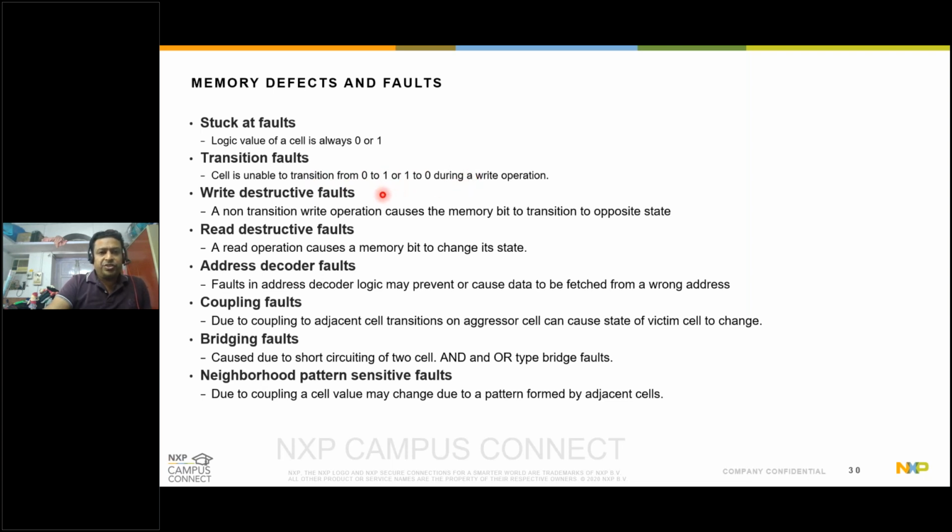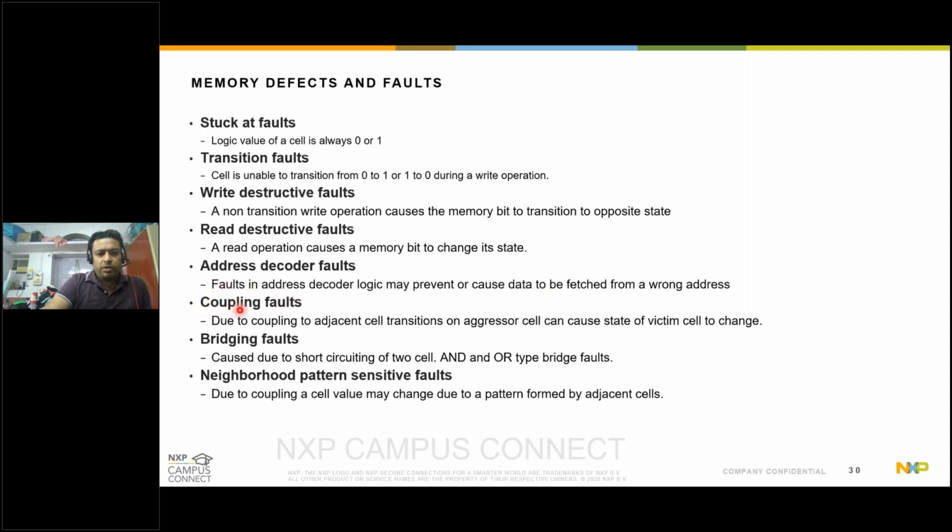You have write destructive faults, in which a non-transition write operation will cause the memory bit to transition to the opposite state. Similarly, you have read destructive faults, in which a read operation will cause a memory bit to change its state, which is not expected because you are only reading the memory. You have address decoder faults, in which defects introduced in the address decoding logic may prevent a particular location from being addressed, or cause the data to be read or written to some wrong address.